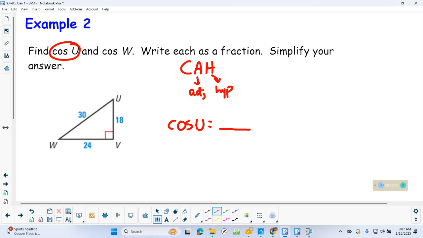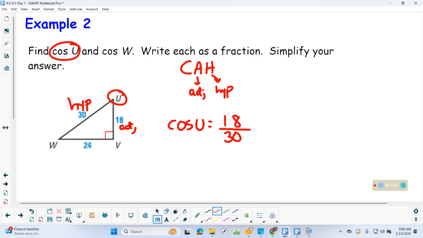Okay, so of course, you know, hypotenuse. I'm just going to label it. That doesn't change. That's the easy one. Now, adjacent. Which side is adjacent to U? The 24 or the 18? Which one is next to you? The 18. So I'm going to have 18 over 30.